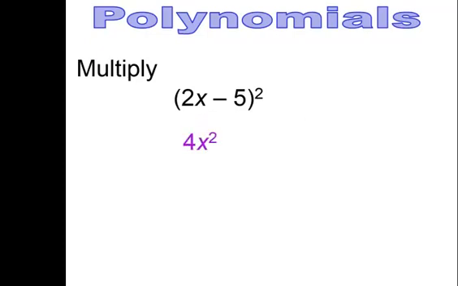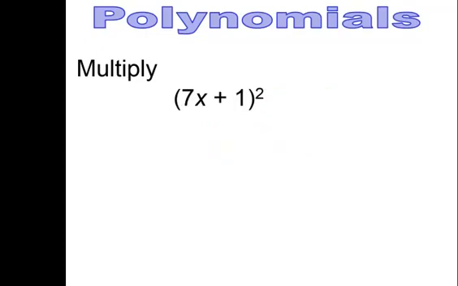Get the first term squared, which is 4x squared. 2x times 5 times 2 is going to give you 20, and it's minus because we have a minus in the binomial. And then the last term squared is 25. Or if you forget the shortcut, you could always just write it twice and then multiply it like two binomials.